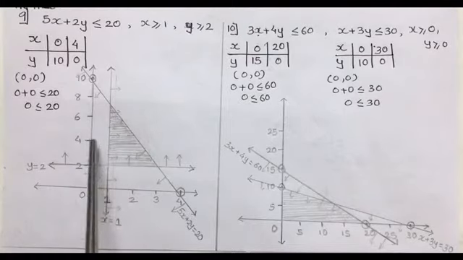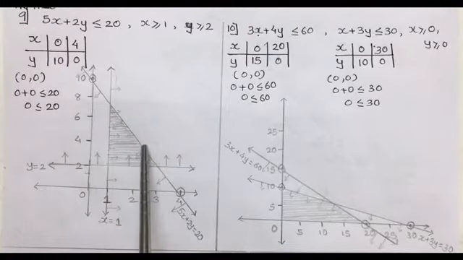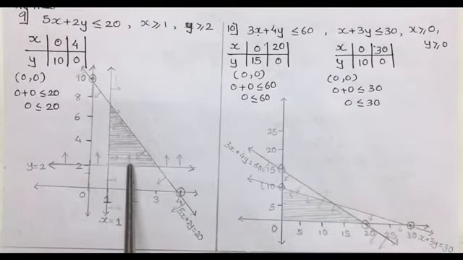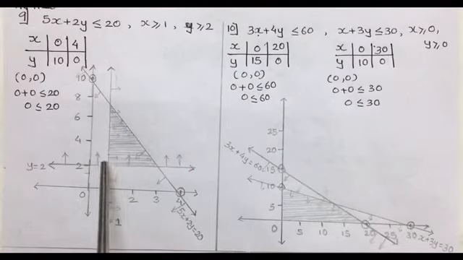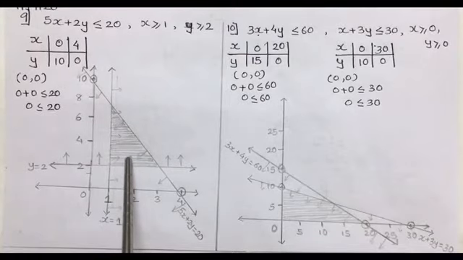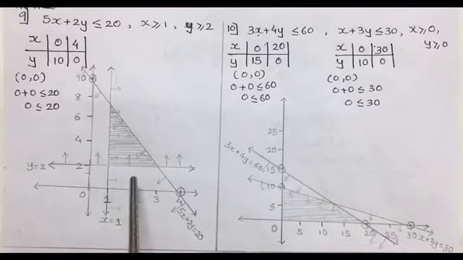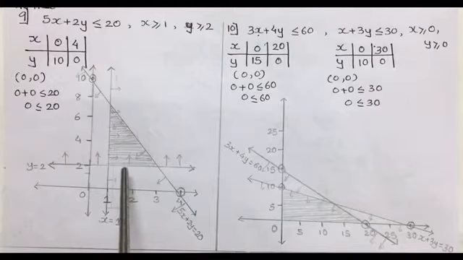Now if we see the common area being shaded for all the three lines, it will be this triangle, because all the arrows are pointing towards this triangle and this becomes the intersection of all the three lines, or we can say the common region for all the three lines.